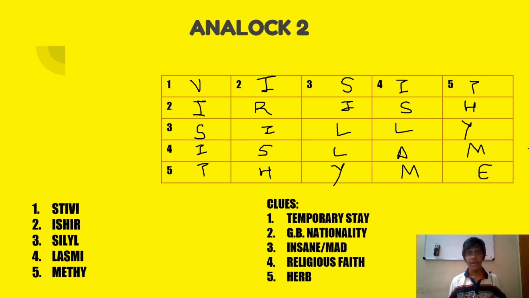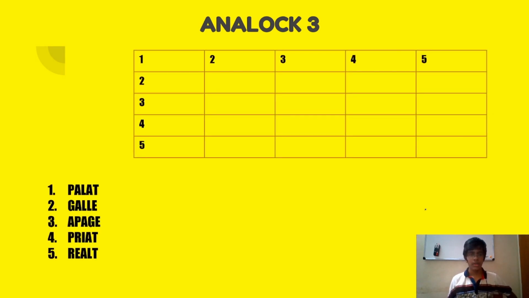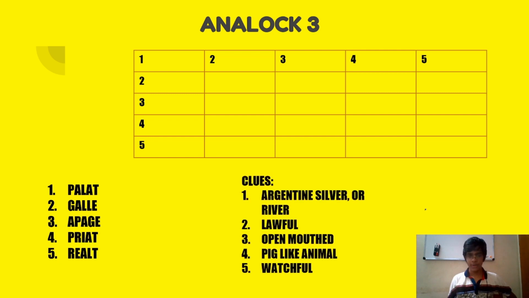So we have another completed analog. I hope you rectified the answers. Now let's look at the third analog. So here's the analog grid, and we have 5 anagrams, and the clues for the anagrams are right over here. Argentine silver or river, lawful, open-mouthed, pig-like animal, watchful.